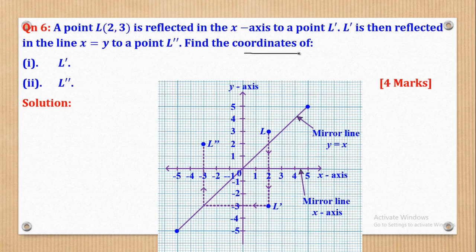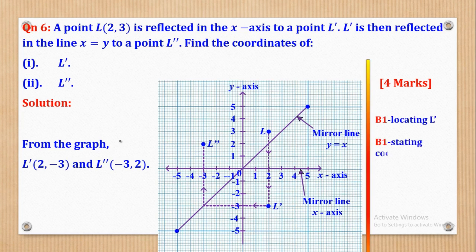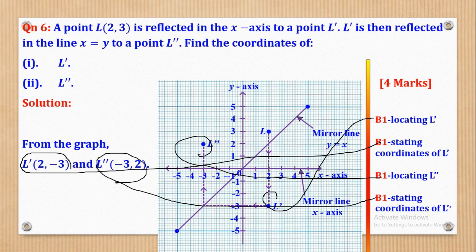So they told us to find the coordinates. So the coordinates of L prime is 2, -3. So you shall come here and write that L prime is 2, -3, and L double prime is -3, 2. So basically that's what they wanted. Now let's see how marks can be awarded. So B1 for locating L prime, another B1 for stating the coordinate of L prime, another B1 for locating L double prime, and the last B1 for stating the coordinate of L double prime. So basically, that's how the marks could be awarded.